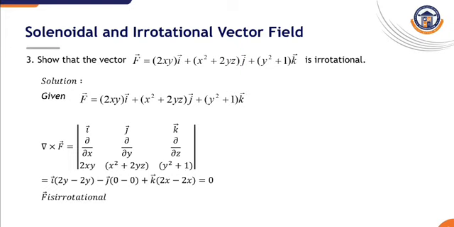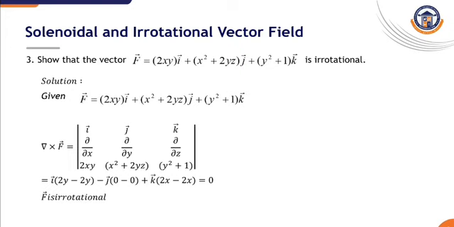Now we expand this determinant with partial derivatives. The i component: dou by dou y of y square plus 1, the derivative with respect to y, gives 2y. Minus dou by dou z of x square plus 2yz: the derivative with respect to z, the first term becomes 0 and the second gives 2y. So minus, with the j component next.